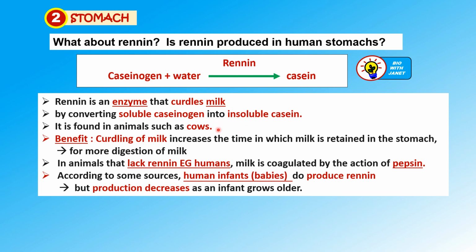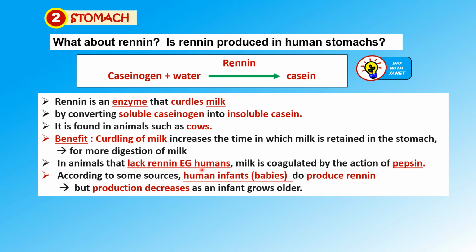Renin is definitely found in animals such as the cows or the young of the cows, the calves. And the benefit of curdling the milk is actually to increase the time in which the milk is retained in the stomach. In a more solid condition, it's easily retained in the stomach, so that there's more digestion of milk. Because if it's in liquid form, it can easily flow out from the stomach, right? So that's the benefit of renin in curdling the milk, so that there's more digestion of the milk to produce more nutrients.